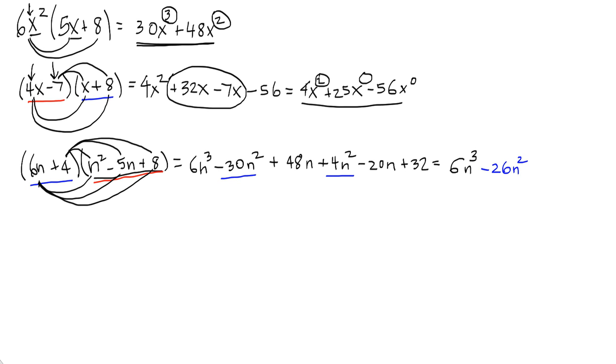And then I have two single n terms, n to the first terms. They are 48n and minus 20n, so that's plus 28n. And then my last term is the solo constant term with no n, no variable, the 32. So our answer there is 6n cubed minus 26n squared plus 28n plus 32. There's actually another way to do this too, and actually it's a way that I prefer.